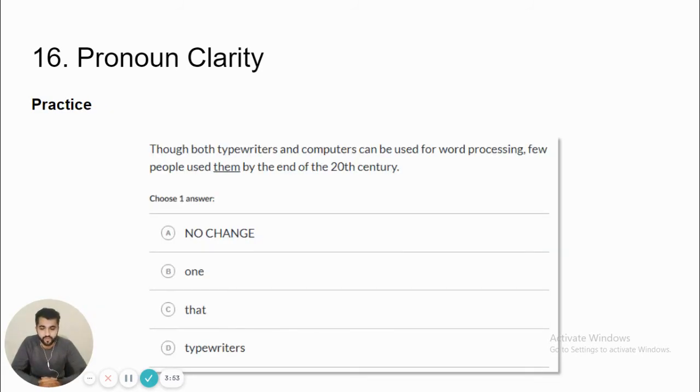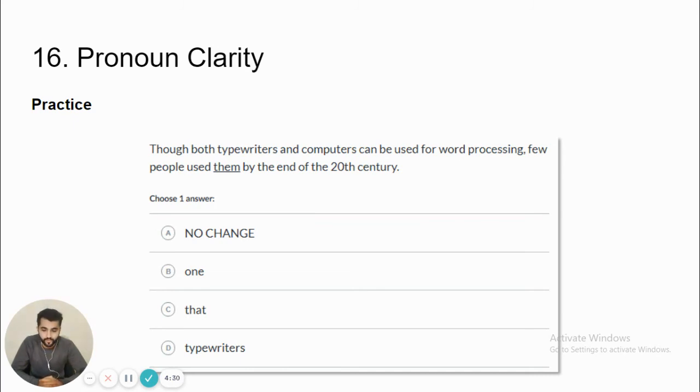Let's do a practice question. Though both typewriters and computers can be used for word processing, few people used them by the end of the 20th century. Now, "them" is a pronoun and it's replacing a noun. But we have two plural nouns in the first part of the sentence, typewriters and computers. The sentence may make sense to you because you know about history and you know that few people used typewriters by the end of the 20th century, but by standard English conventions, the sentence is wrong. So we have to replace this.